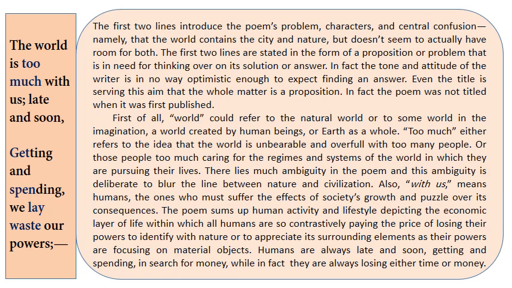When the writer says they are always late and soon, late is contradictory to soon. Getting is completely different from spending, from giving. So man is moving from being late to soon, he gets and spends. Okay, in all these contradictory aspects, man is losing his power. He is searching for money, while in fact, when he gets money, he is losing his own power.